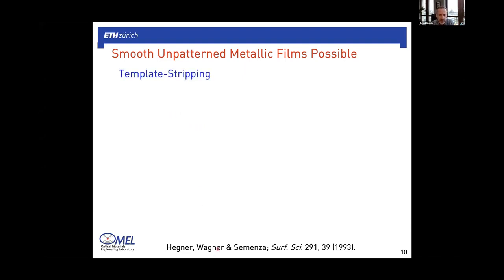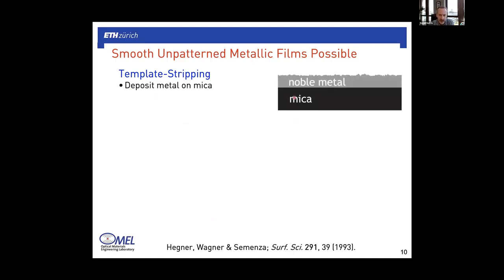And by coincidence, this was developed almost 30 years ago at ETH Zurich by these 3 gentlemen here. And it was a very simple idea. They took a piece of freshly cleaved mica, and mica can be atomically flat, and they then evaporated a noble metal like silver or gold onto it. Let's say silver. The silver, as I mentioned before, can be rough on the top surface. So if you're trying to make a flat metal film, that's not good.